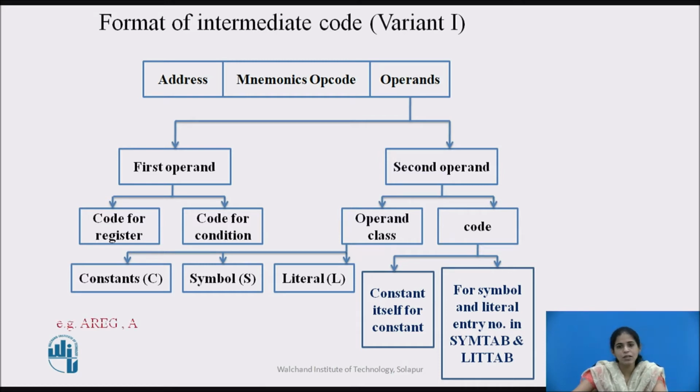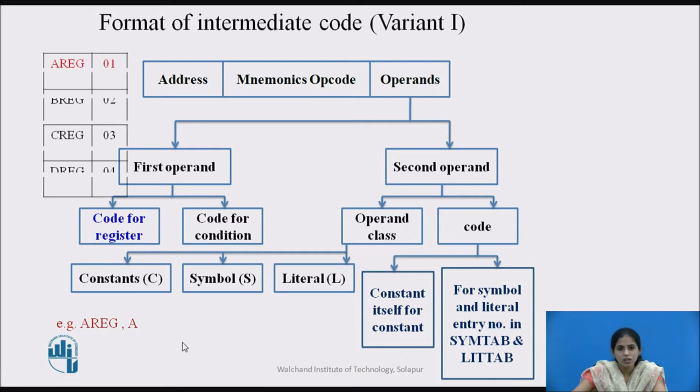We see one example: A register comma A. The first operand is A register. Here the code for the register, we know: A register 01, B register 02, C register 03, D register 04. So for the A register we specify the value 01. So here we specify 1.